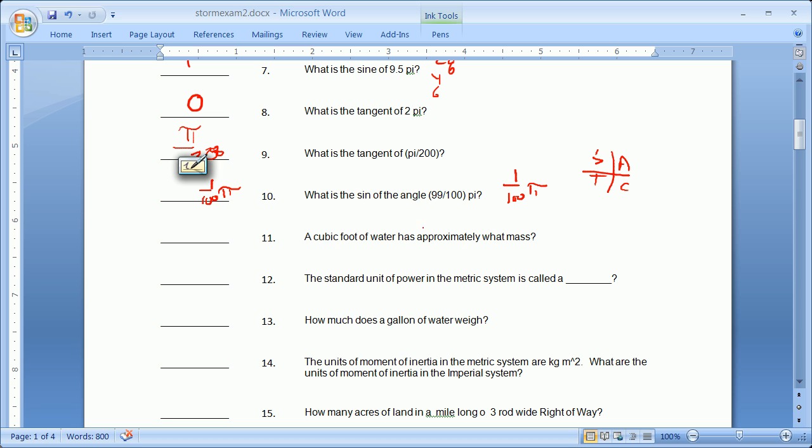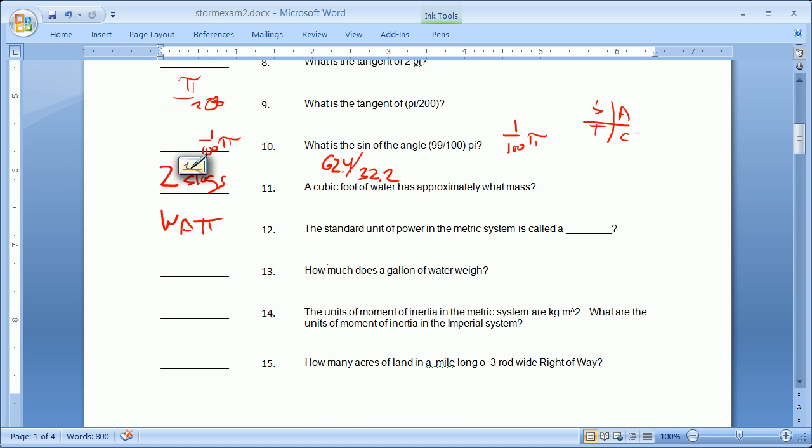All right, 1 cubic foot of water has a mass of 2 slugs about. Approximately, it is exactly 62.4 divided by 32.2 to get slugs. Standard unit of power in the metric system is called a watt. In the U.S. system or the imperial system, it is a foot-pound. How much does a gallon of water weigh? 8.34 pounds.